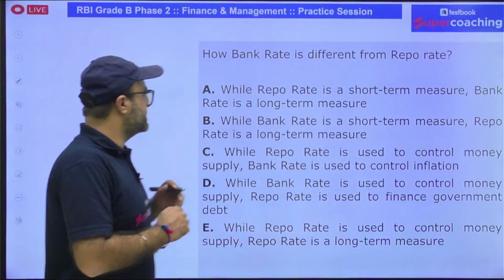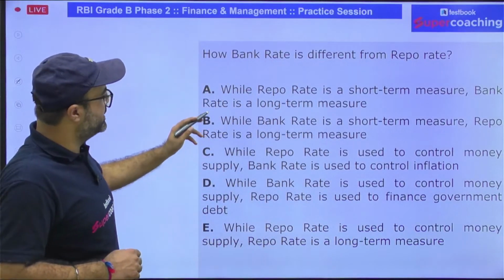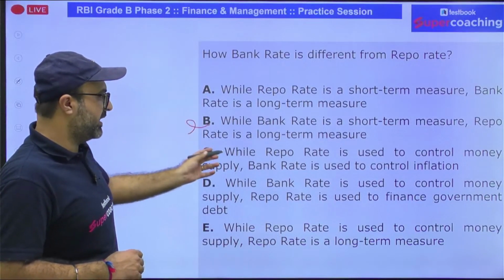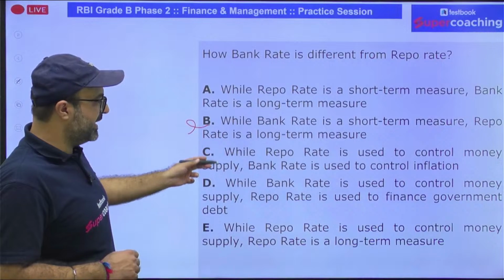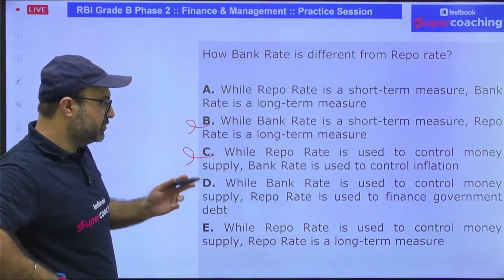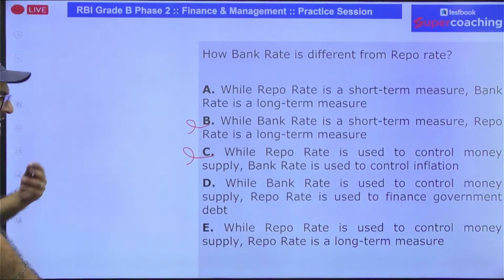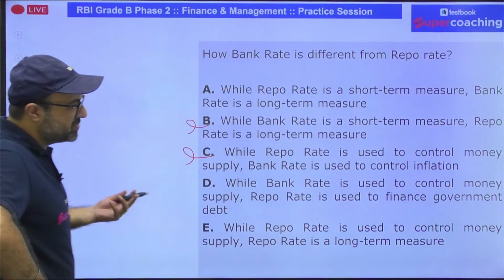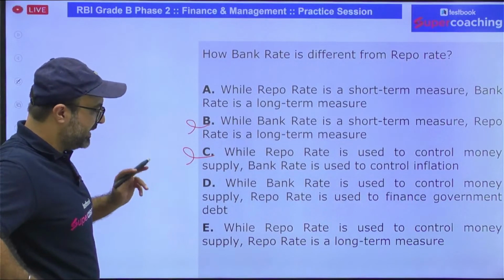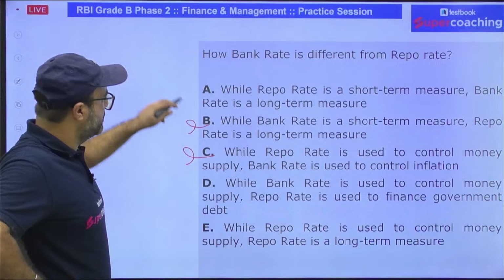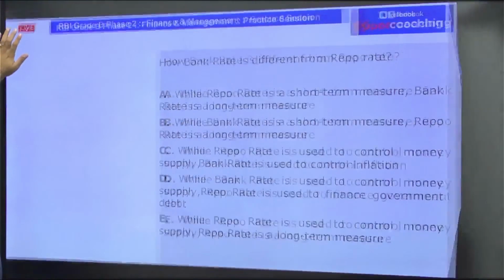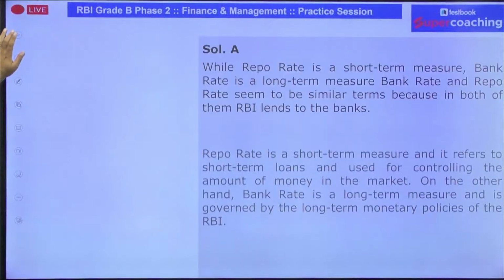So in this case, while repo rate is a short-term measure, bank rate is a long-term measure. Bank rate is short-term, while repo rate is used to control money supply. Bank rate is used to control inflation. That is not true. While bank rate is used to control money supply, and repo rate is used to finance government debt. While repo rate is used to control money supply, repo rate is long term. No sir, the difference is simple. Repo rate is short term, and if I say bank rate, it is long term. So according to me, the answer is going to be option A.